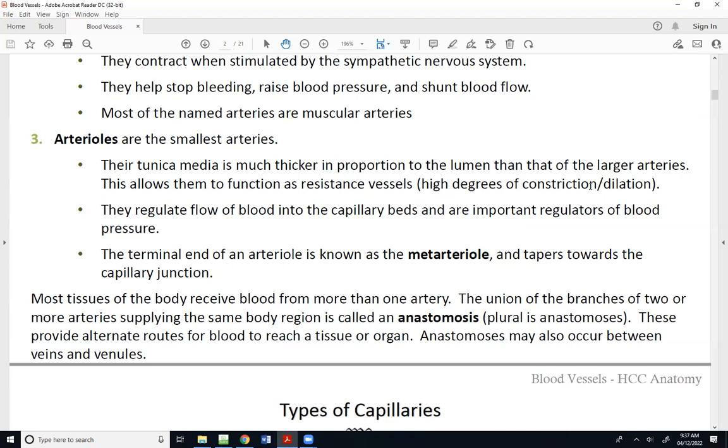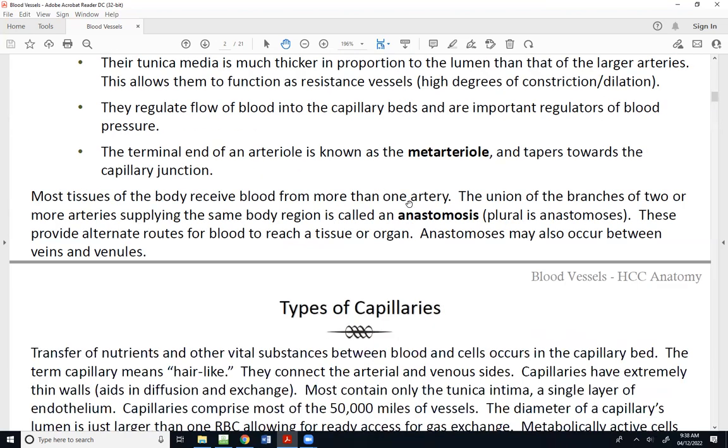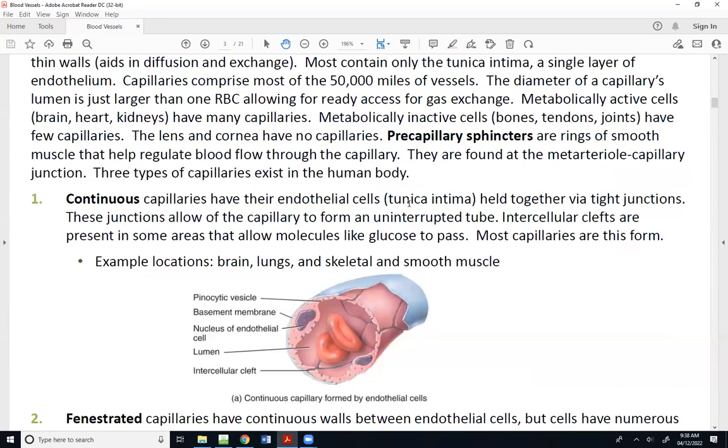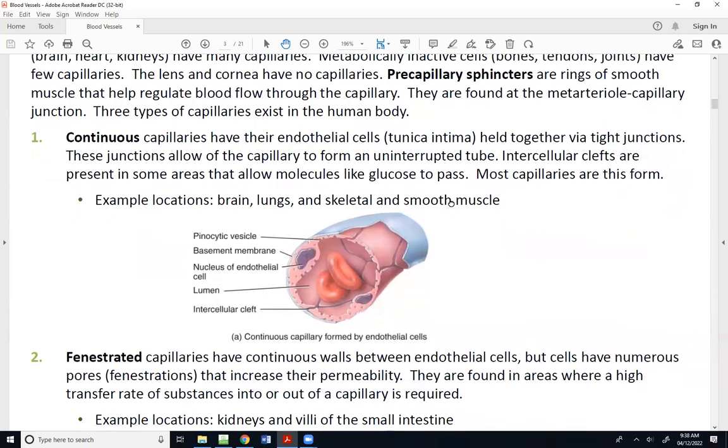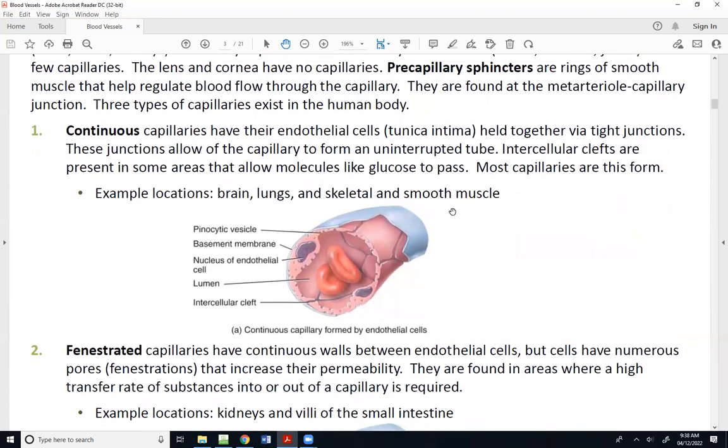And we actually talked a little bit about those. I mentioned them briefly when we talked about the coronary circulation in our last lecture, when we talked about feeding the heart. We also will see anastomoses. There's actually quite a few more with regards to veins and venules in our venous circulation. All right, so those are your arteries. Let's talk now about capillaries.